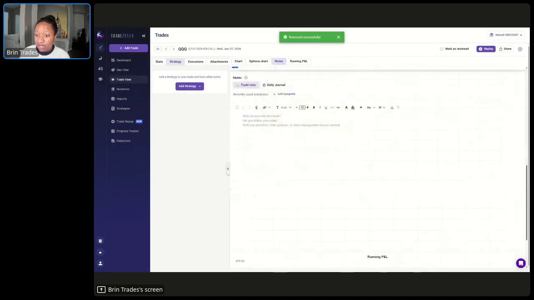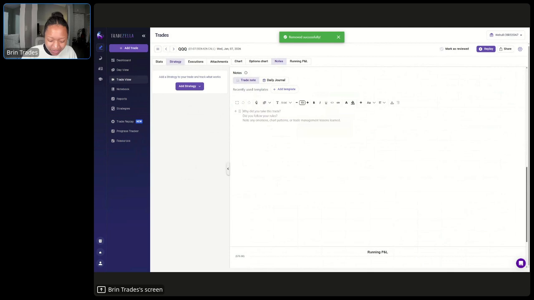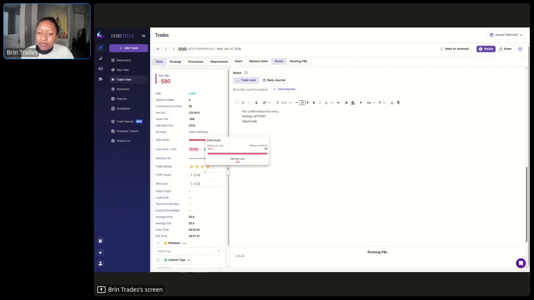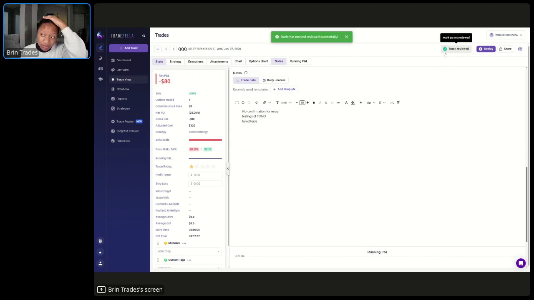So for notes, I'm gonna say no confirmation for entry. Let me say feelings of FOMO. Failed trade. Very simple, because that's exactly what happened. So that was minus. At least it was 25%, and I stopped out. I had my stop loss.